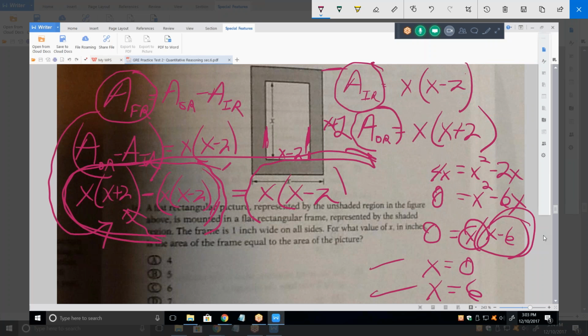Okay. However, in the context of this problem, x equals 0 doesn't make any sense. So that we call an extraneous solution. And the only x that works is 6.